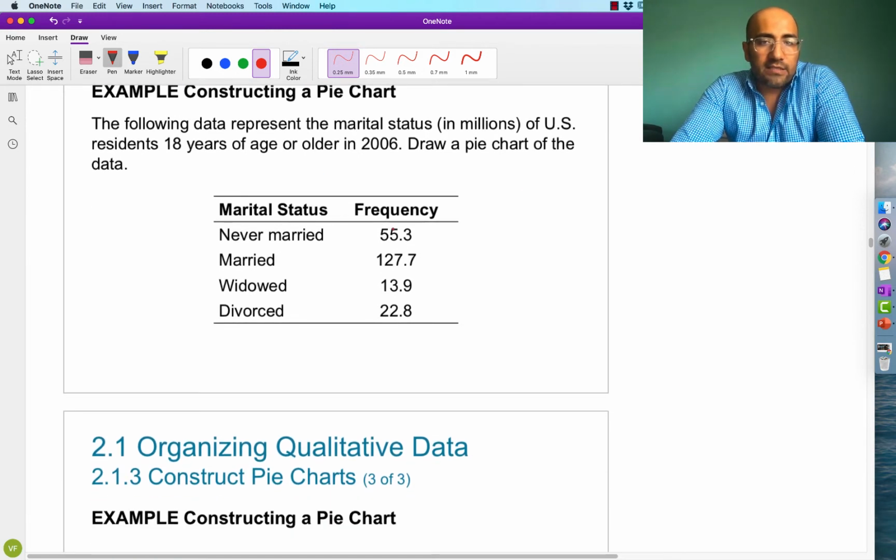Okay, marital status in millions. So 55.3 million said never married, 127.7 million said married, 13.9 million people said widowed, and 22.8 million people identified themselves as divorced.